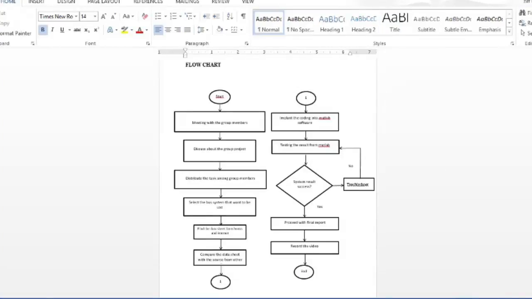Okay, we start with the start, and then meet with the group members, discuss the group project, distribute the tasks among group members, select the bus system that we want to use, and then we find the data sheet from books and other sources on the internet, and we compare the data sheet with the sources from others. Then we implement the coding in the MATLAB software. Then we test the result from MATLAB, whether the system result is successful or not. If not, we do the troubleshooting until the result is successful, and then we proceed with the final report, then record the video, and the last one is the end.